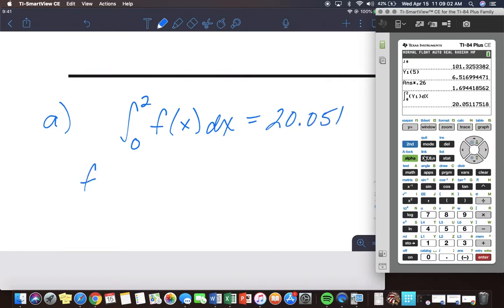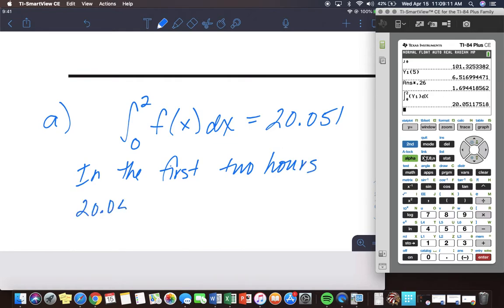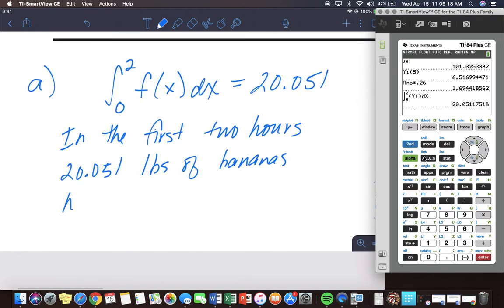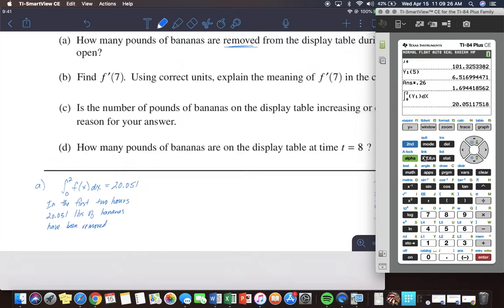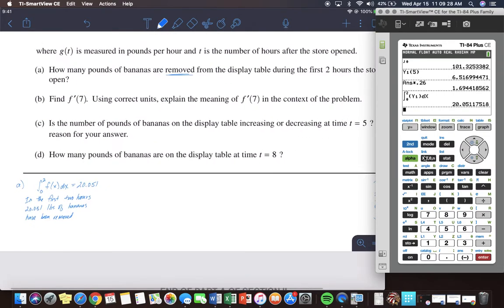So in the first 2 hours, 20.051 pounds of bananas have been removed. Okay. You don't necessarily have to write the sentence there. It doesn't ask you for units. It doesn't ask for any kind of justification. But you know me, I like to do the most. So it just kind of helps tie it all together and helps answer the actual question.